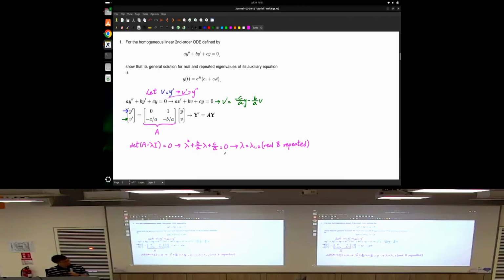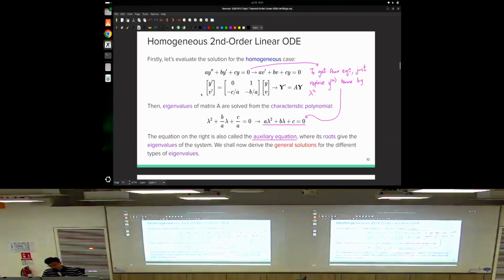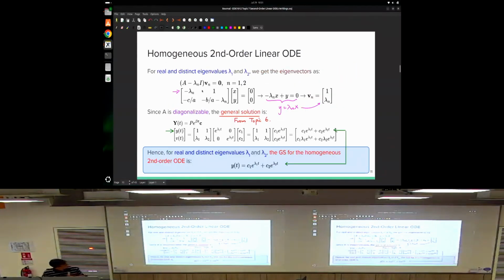So if you get real and repeated eigenvalues, then from the lecture, this one no need to resolve, you notice that for your eigenvalues you're just going to get the eigenvector being (1, lambda). You can sub in any general eigenvalue lambda, and then you solve it, and you get (1, lambda) as your eigenvector.